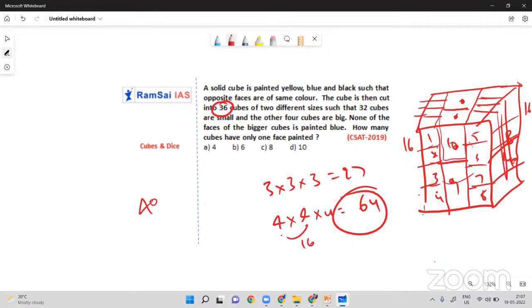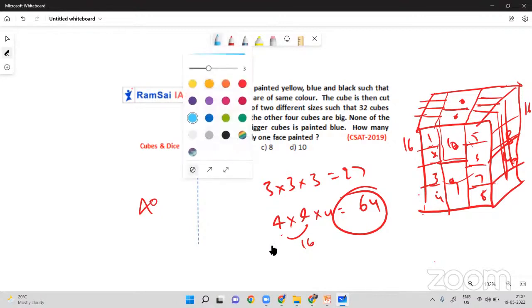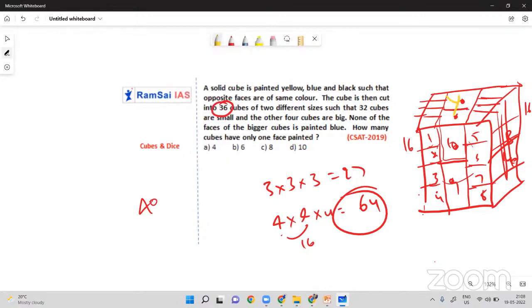And this is a perfect cube actually. Hope you got it. This is a perfect cube. Perfect now. So this is blue color, and I can say this can be yellow and this can be black. Perfect now. So what is the question? How many cubes have only one face painted?